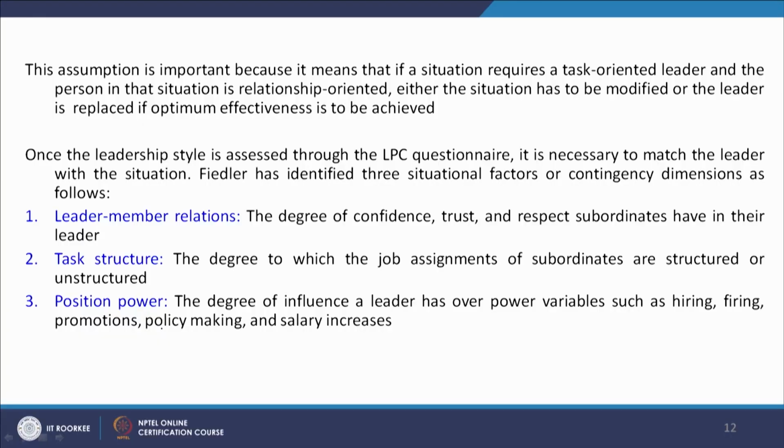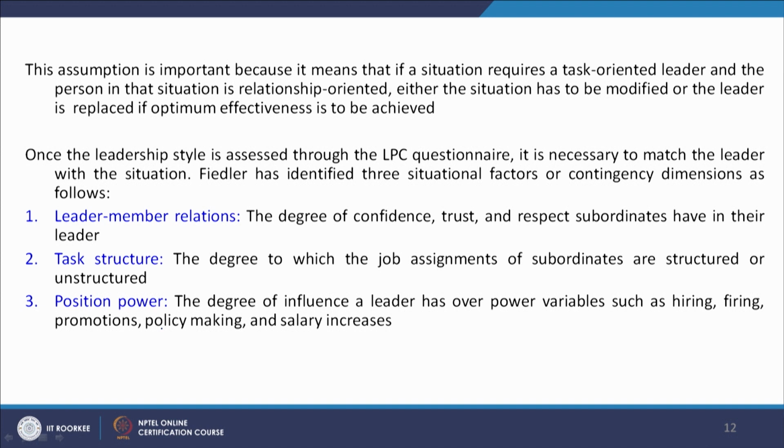Now, this is based on the LPC questionnaire, the least preferred coworker questionnaire. Leadership style can be identified, that is, relationship oriented or task oriented. Now, how to identify the situation as well? One area has been sorted out, that is, the leader, the leadership style. Now, how to filter out the situation? So, Fiedler has identified 3 dimensions to be followed to match the leadership style with the situation, that is, leader member relation, task structure and position power.